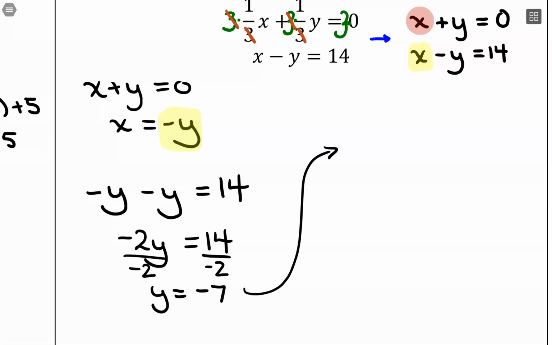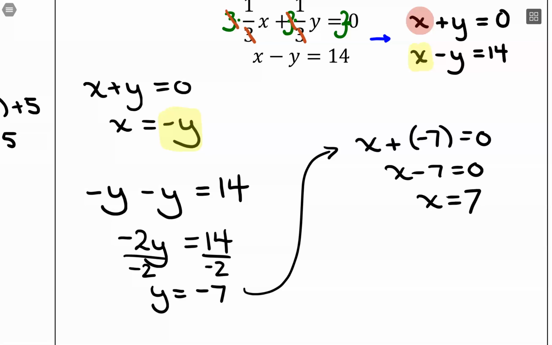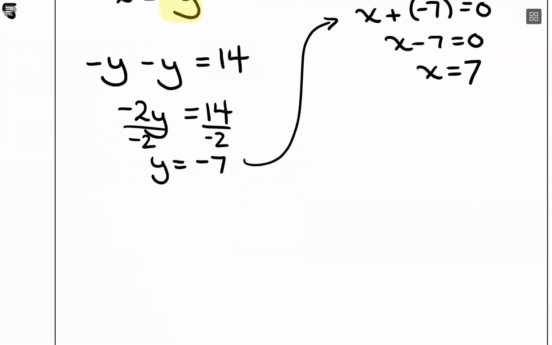And we just need to find x. I can substitute into either equation. Let's go for the top equation. So I'm going to have x plus a negative 7 equals 0, which is just x minus 7 equals 0, add 7 to both sides, so we'll get a positive 7. So the solution is 7, negative 7.